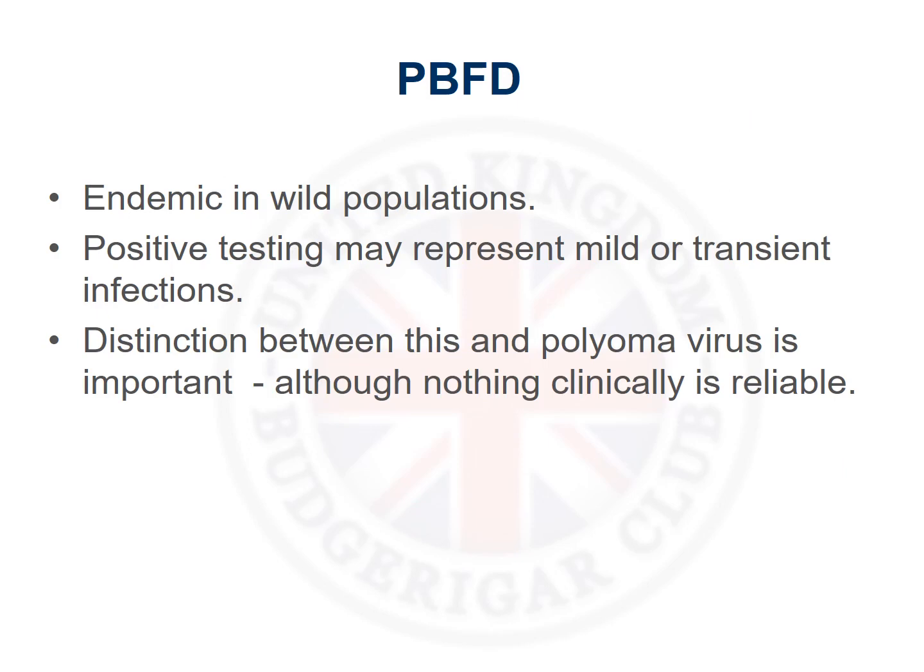But it's an endemic disease, and if you're positive, it could be mild, could be transient. We do want to distinguish between PBFD and polyoma, because if the vertical transmission is such an important factor, and polyoma is more horizontal transmission, how we're going to try and deal with these is going to be variable. Although there's nothing really clinically that hand on heart you can say is one or the other when you're looking at budgerigars.